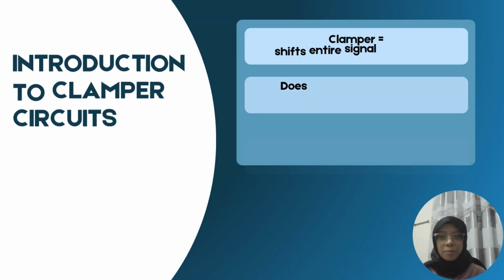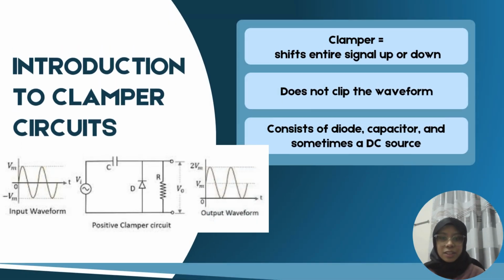A clamper circuit is an electronic circuit that shifts the entire voltage level of a signal without changing its shape. Unlike a clipper, which cuts parts of the waveform, a clamper simply adds a DC level to move the signal up or down. Clampers typically include a diode, a capacitor, and sometimes a DC voltage source. They are widely used in signal processing systems where waveform shape must be preserved.